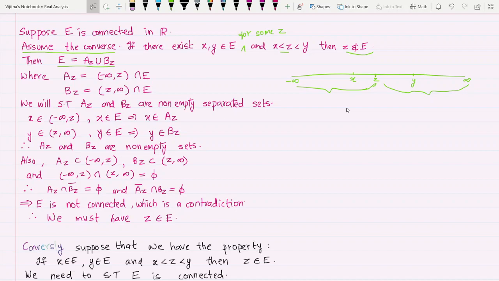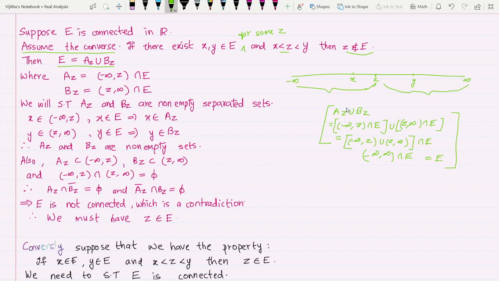We can also verify it like this. A_z union B_z will be (minus infinity, z) intersection E, union (z, infinity) intersection E. Now you can see that this is the same as (minus infinity, z) union (z, infinity), intersection E. And this will be (minus infinity, infinity) intersection E, and it will be the same as E.